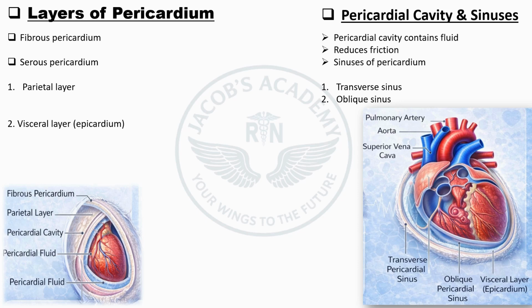Here in this image we can see the labeled parts: the pericardial cavity and sinuses, and the layers of the pericardium.